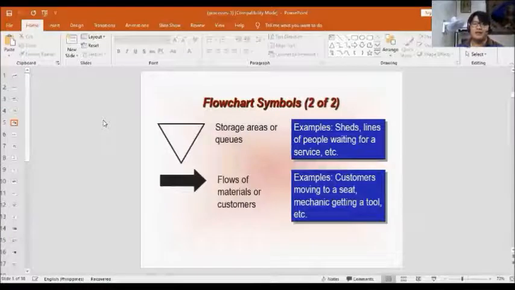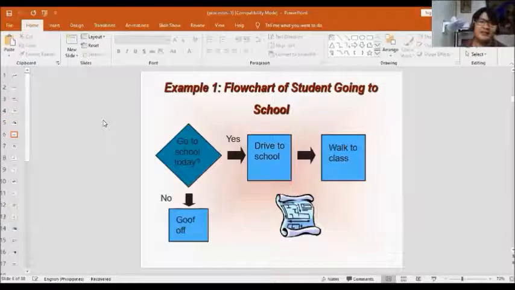Another symbol is an inverted triangle that represents storage areas or queues. Examples are sheds and lines of people waiting for a service. We also use arrows to show the flow of materials or customers, or what would be the next step. An example is customers moving to a seat, or a mechanic getting a tool, etc. So let's have an example.